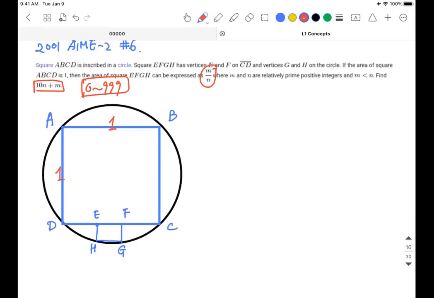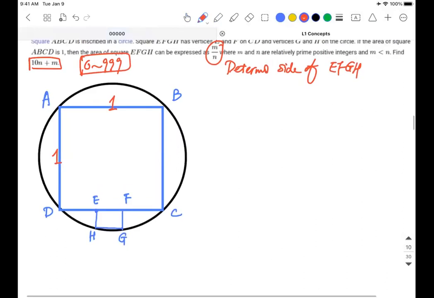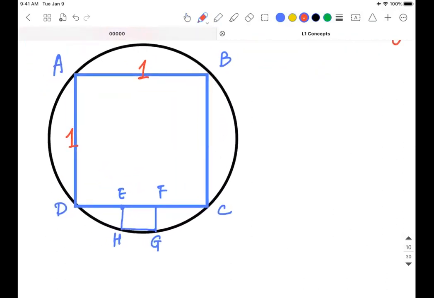So basically, the question asks you to determine the area of the little square EFGH. If you want me to determine my square's area, of course, I need to determine the side, the side of EFGH. As long as I get the side, my work is done. So how can I get the side?